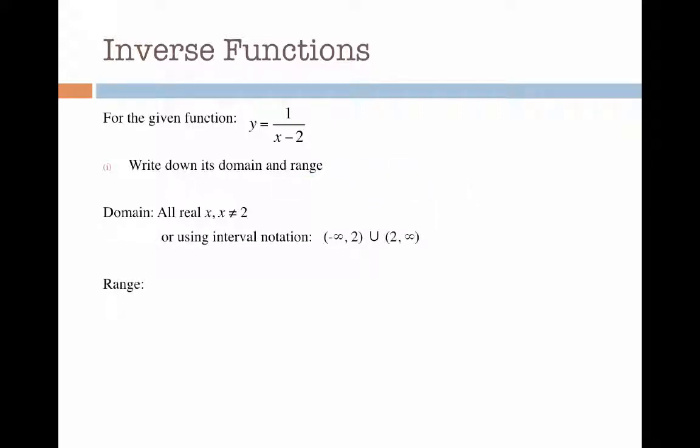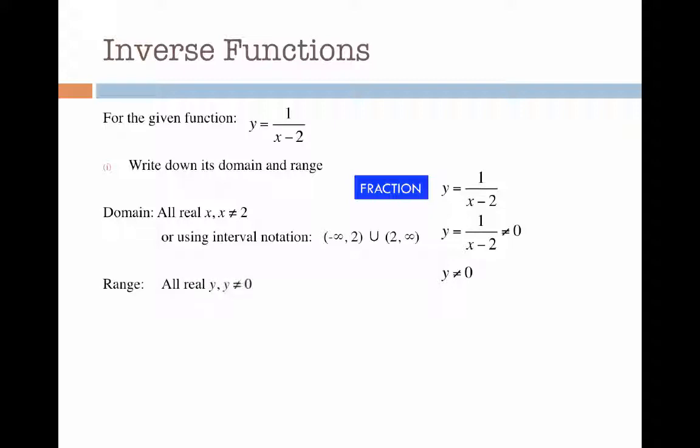Let's take a look at the range. Are there any restrictions on the y? Well, there is a fraction on the right-hand side of our equation. So with y equals 1 over x minus 2, that 1 over x minus 2 cannot equal 0. This means that y cannot equal 0. There is no value for x that will give a fraction a value of 0. So our range will be all real y, except y cannot equal 0. Or using interval notation, we range from negative infinity to 0, union with 0 to infinity.